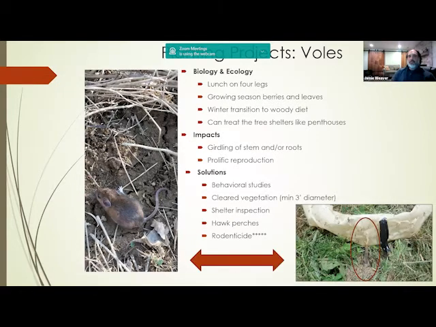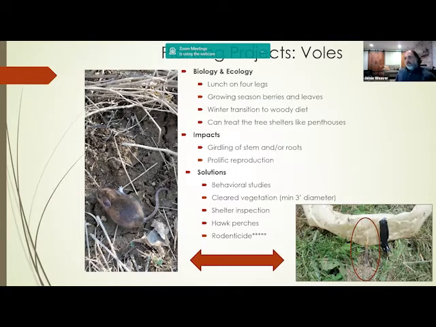Solutions. This is where maintenance becomes extremely important. They've done behavioral studies and have found that the wider the diameter, the safer whatever's in the center of that diameter of cleared vegetation is. Minimum of 3 foot is what I use on all the plantings that we do in the state of Maryland. They recognize the very fact themselves that they are lunch on 4 legs, so they're very wary about exposing themselves and leaving cover.